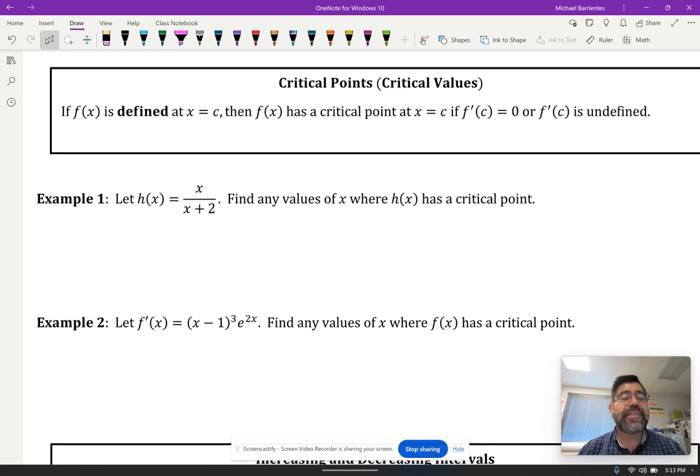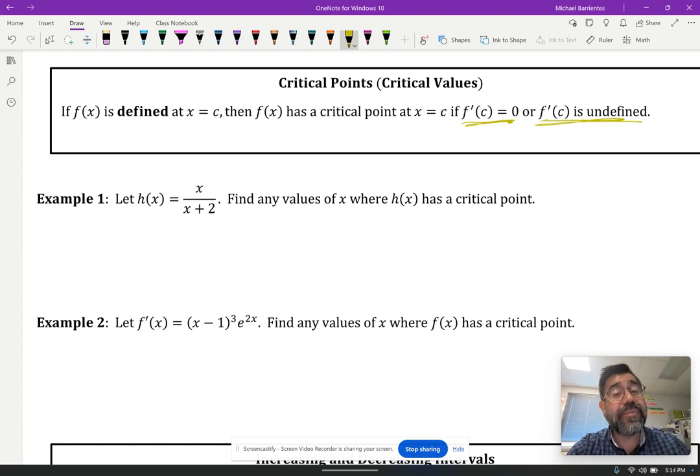So if f of x is defined at x equals c, so we know that f of x exists at this point c, then f of x has a critical point at x equals c if the derivative at c is equal to 0 or the derivative at c is undefined. So a critical point is an x value that makes the derivative equal to 0 or makes the derivative undefined. That's all a critical point is.